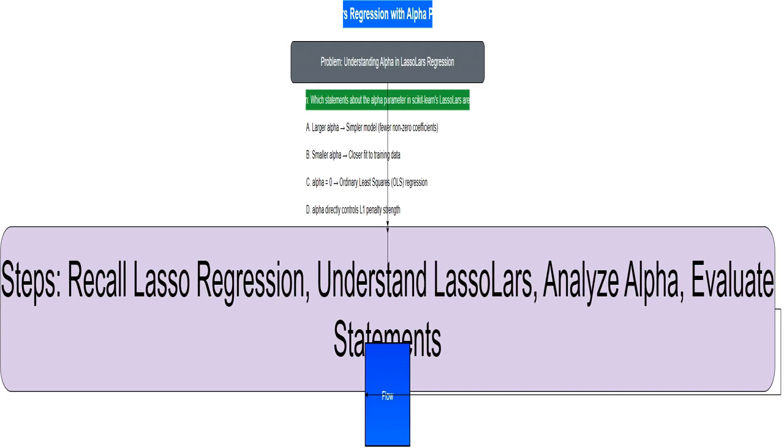I'm breaking this down into steps for you. First, I review lasso regression basics. Then I'll explain the LassoLars method, and finally, I'll analyze how alpha affects the model. This step-by-step approach will make things clearer.